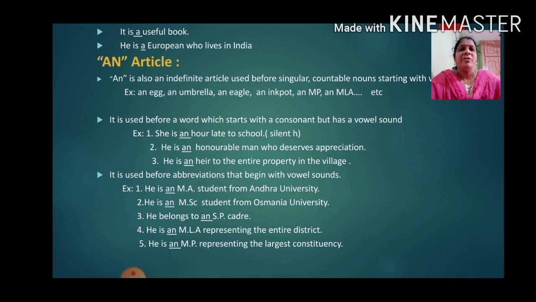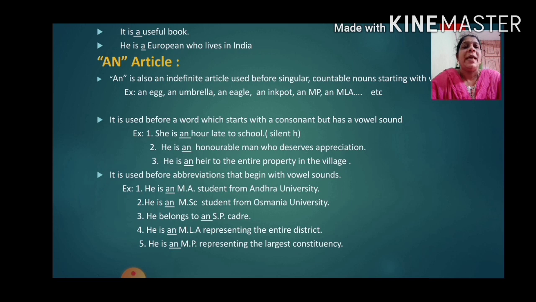He is an MA student from Andhra University. See, MA, though it starts with a consonant letter, it gives a sound of a vowel. So we are using the indefinite article an. Next one. He is an MSc student from the Osmania University. Again, M gives a sound of a vowel.